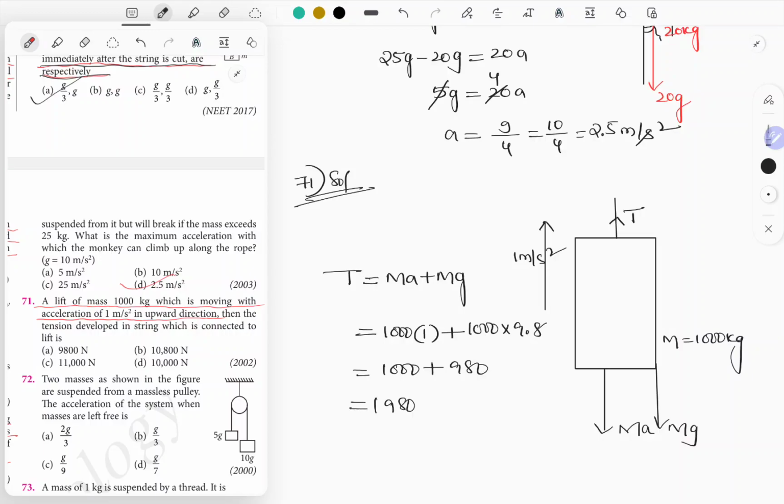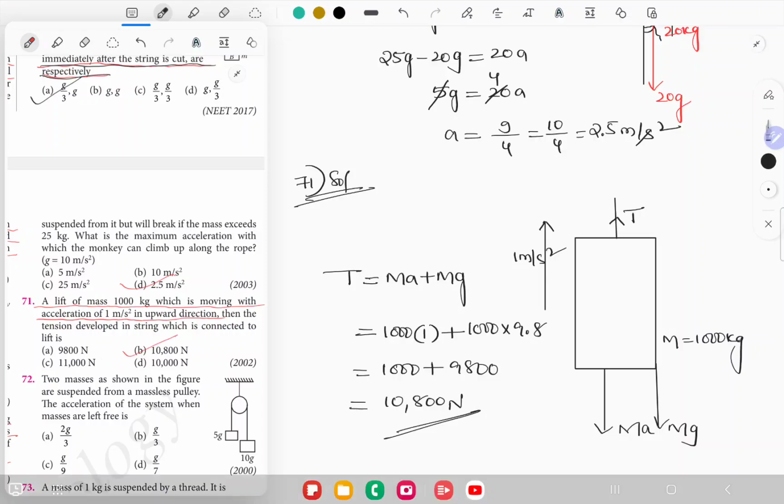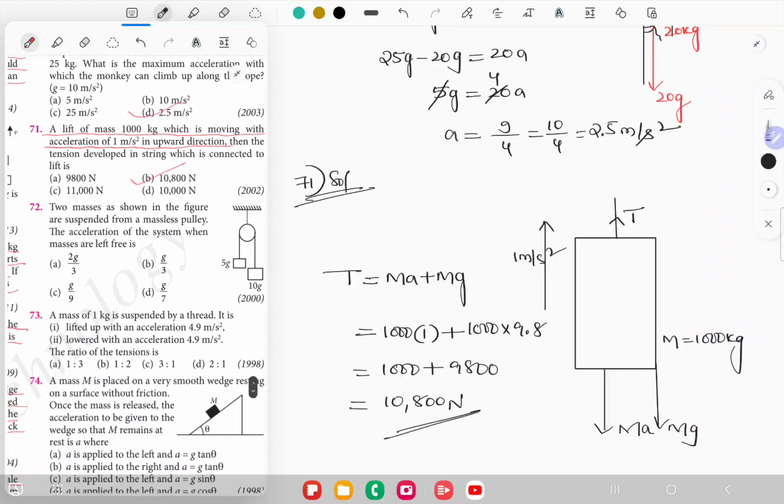No, it's not 980, it's 9800. Now 9800 plus 1000 is going to be 10800 Newton. This is going to be the answer. Which option matches? Option B is correct.